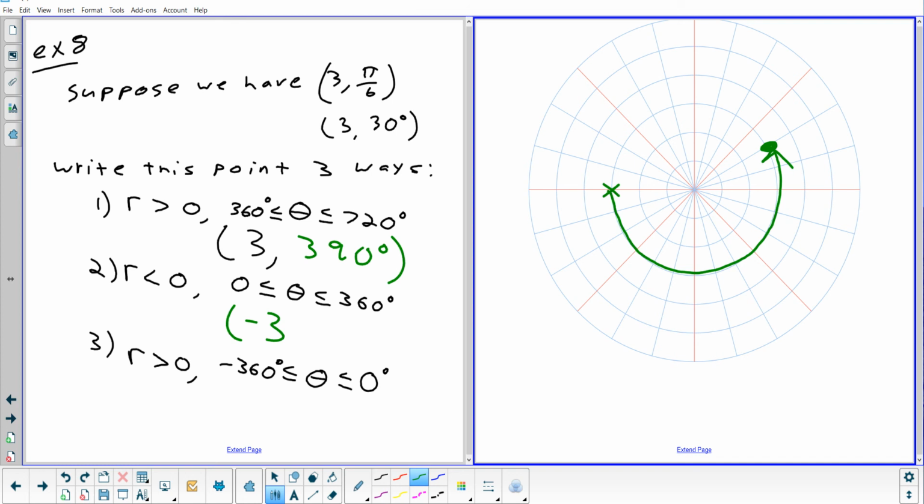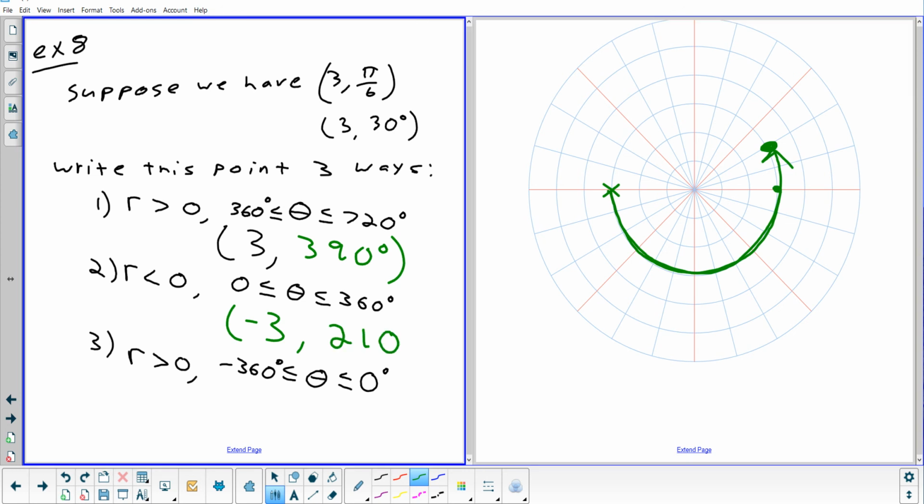How much? 210. Yeah, it's halfway, gets you right here. And then you got to go 30 more to get to that point. So it's 210. And the last thing they want is the radius to be positive. So what are we going to use for R?